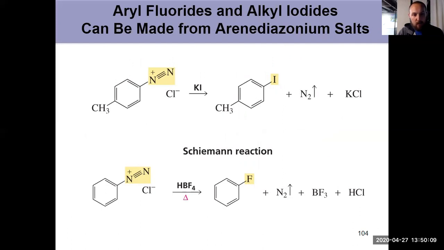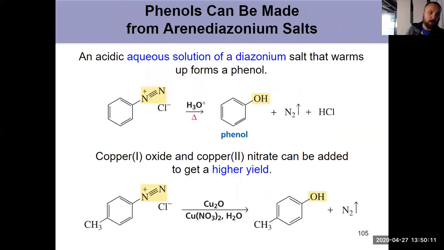Okay. Or if you leave your arenediazonium salt to just warm up, it makes a phenol. Okay, so it's 0 degrees Celsius to make it. That warms up, slightly acidic solution, you're going to form phenol. Okay. You can get a higher yield by adding copper oxide and copper nitrate. Right? That'll help your yield overall.